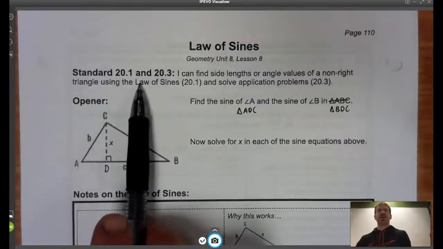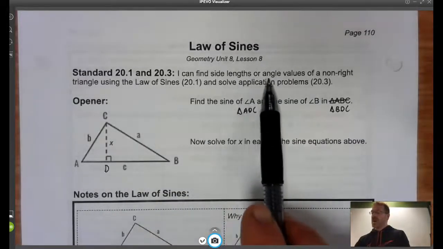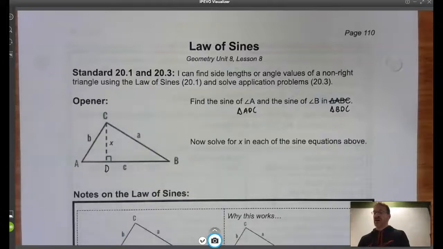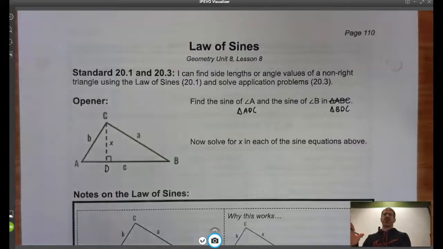All right, so you can see standards 20.1 and 20.3: I can find side lengths and angle values of non-right triangles using the law of sines and solve application problems. So just like we did with right triangles, once we get the general sense of the law of sines, we want to then be able to take that into some real world application situations, and transfer your knowledge to do that.